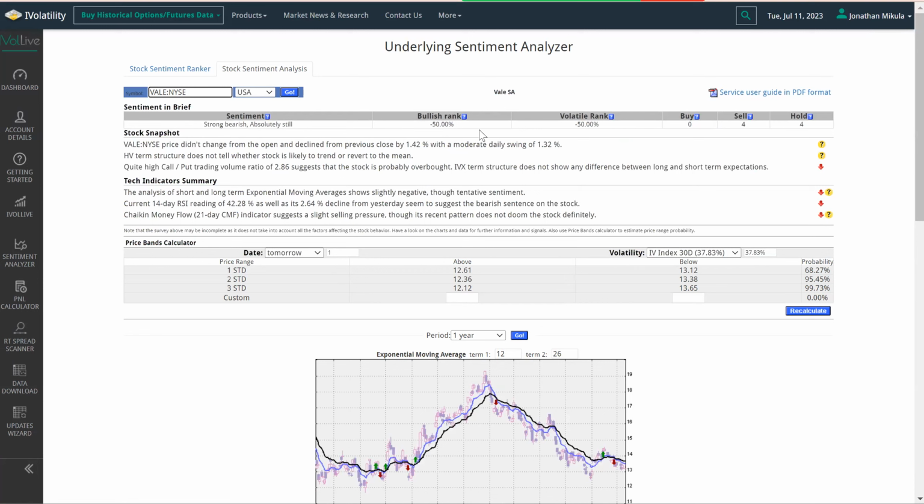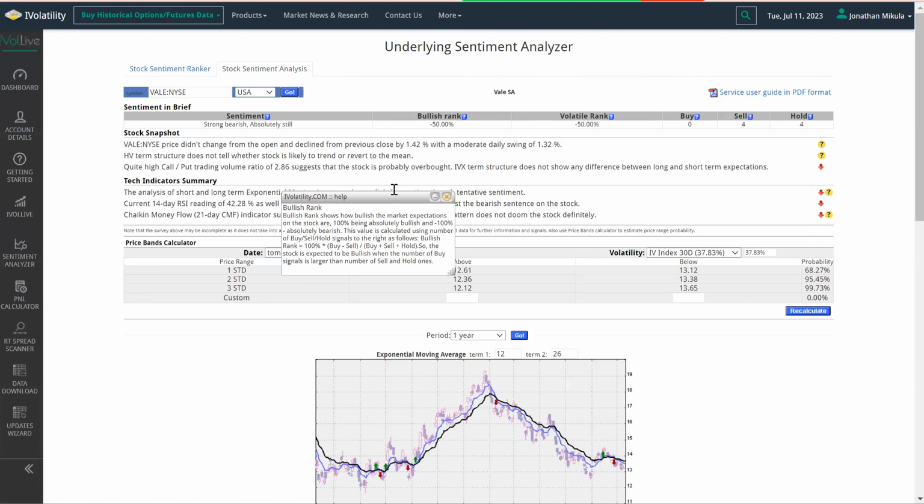If I'm in a rush, I just skim this top section, and this tells me that right now we're in a strong bearish trend. We're on a bullish rank and a volatile rank. These range on scales of negative 100% to 100%, so negative 50, we're kind of in the middle. And then we look at the buy, sell, hold signals. A question mark signifies hold. A red arrow signifies sell. So you can see with Vale, we don't have a lot of bullish momentum when we look at price action and the historical volatility term structure.